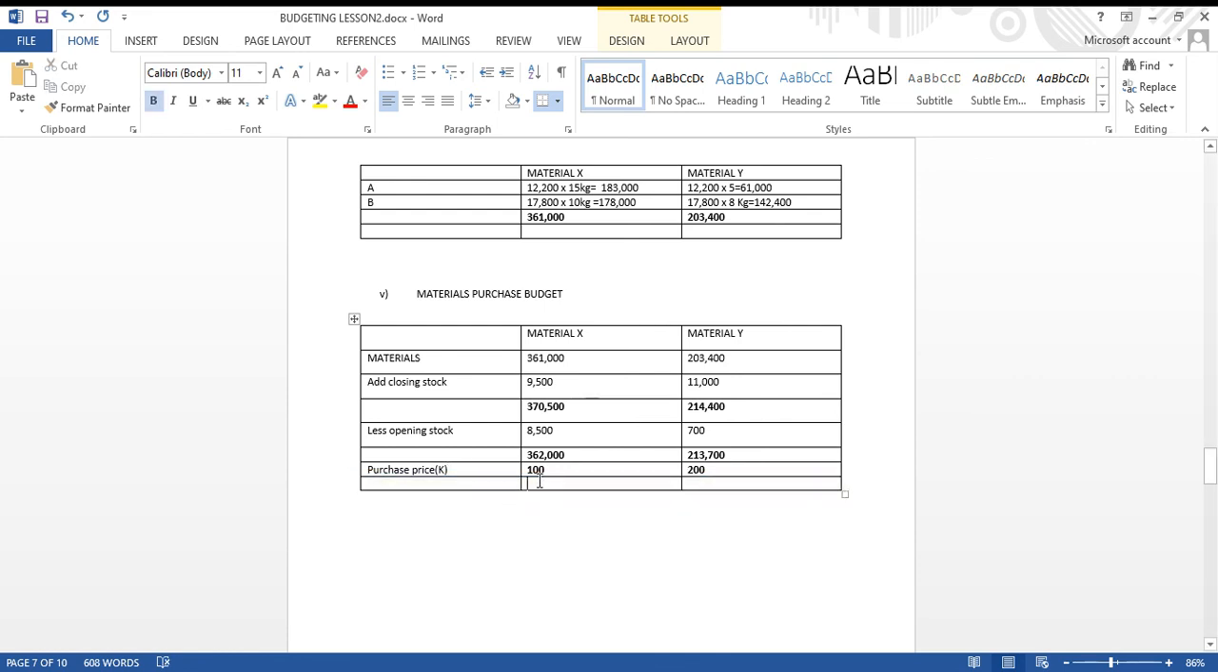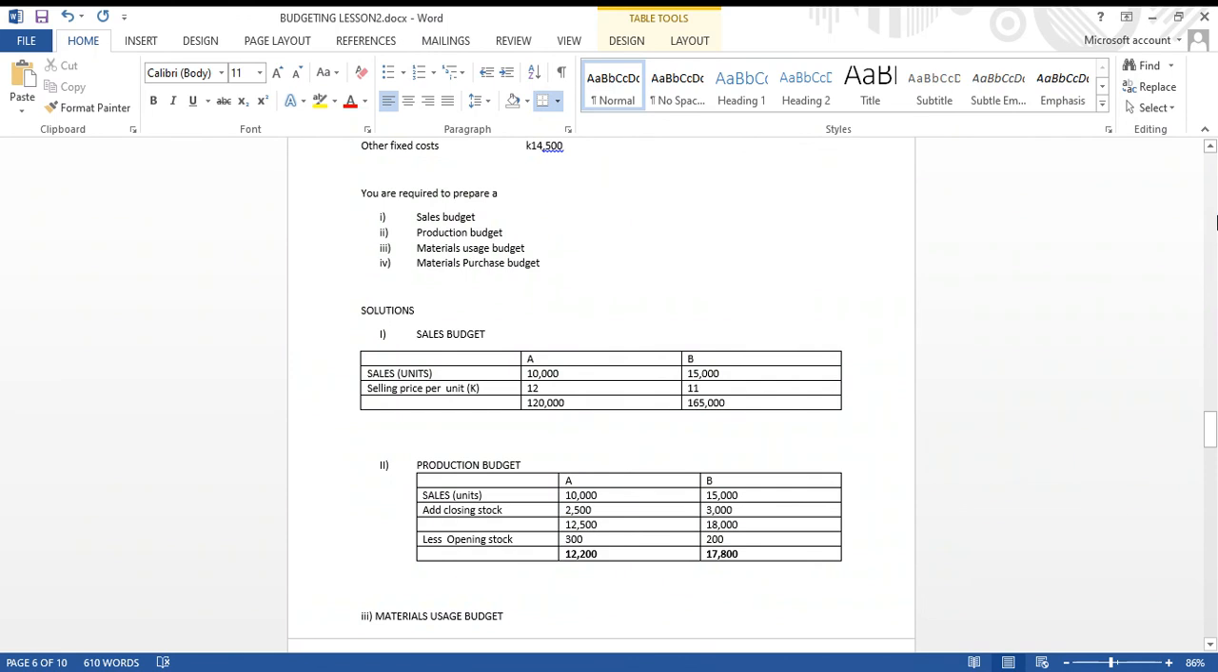So how much are we going to spend? 100 times 362,000, we get 36,200,000. That's how much we have to spend for material X. Material Y, which is at 200 kwacha, 213,700 times 200 kwacha, we have to spend 42,740,000. And we are done with our materials purchase budget, and we're done with our question.